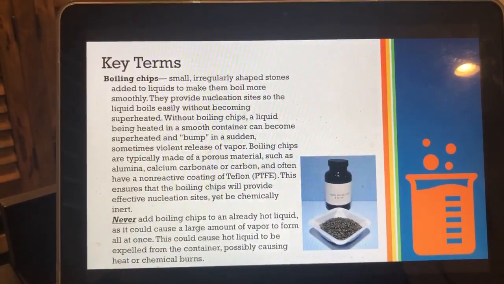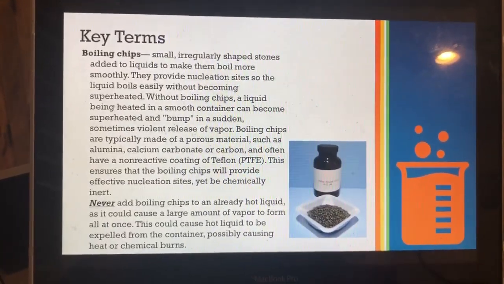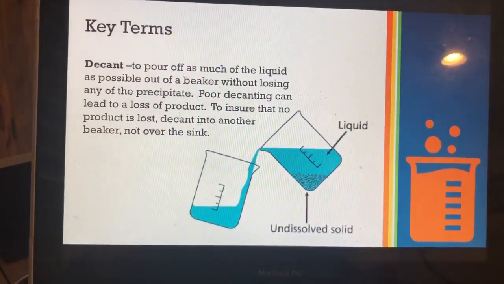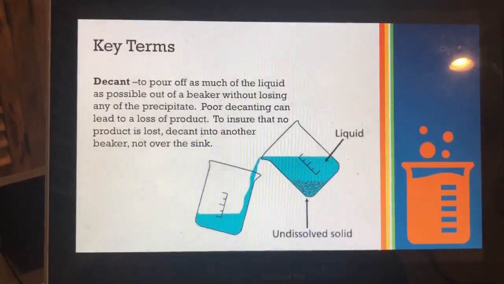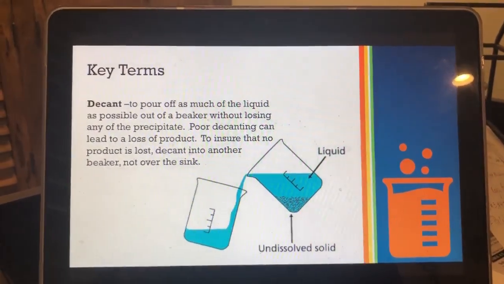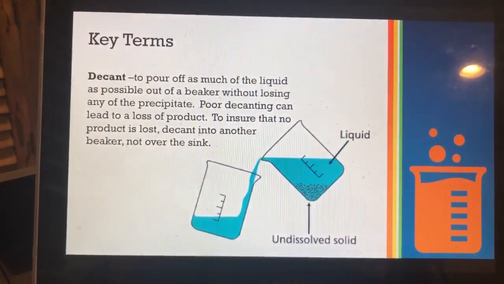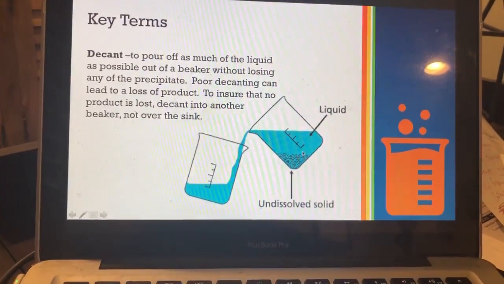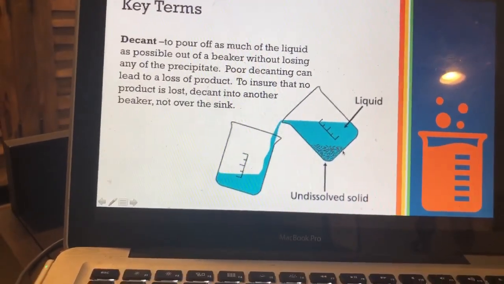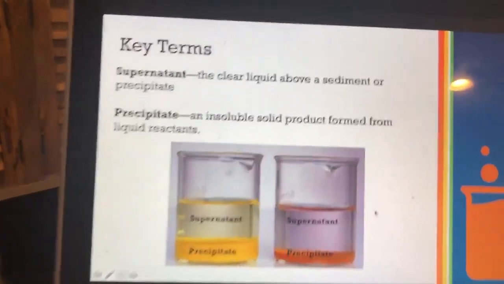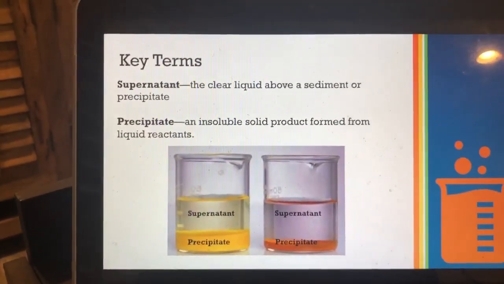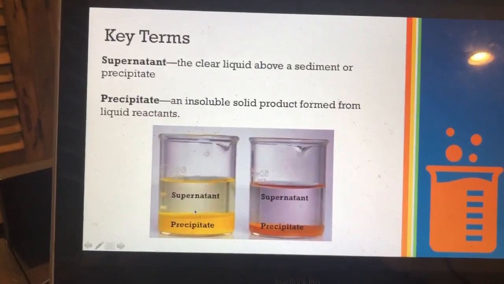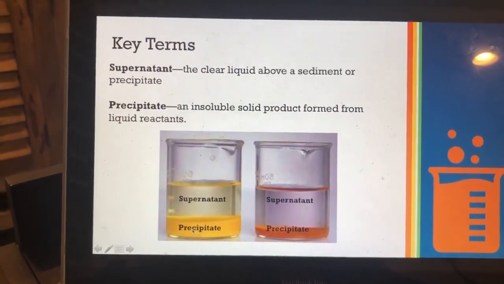Boiling chips are used to make sure that when things boil, they boil smoothly. We're going to be using the word decant in this lab. Decant is just a fancy way for pouring off. At some point, we're going to be decanting the precipitate, the product, and we're trying to keep the solid in the beaker. Some other terms that are important: supernatant liquid is what we're going to be decanting, and the precipitate is going to be your product down here.